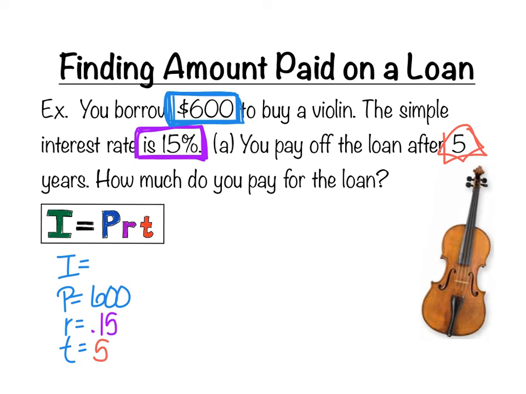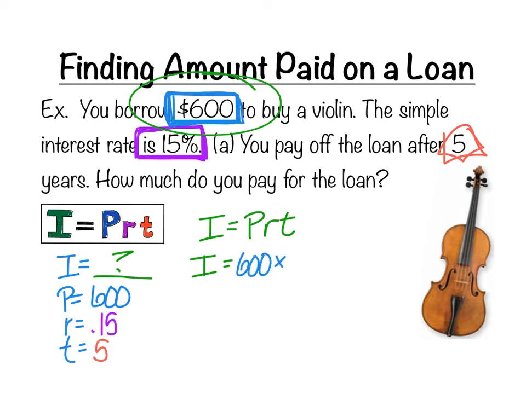Now, when it says how much do you pay for the loan, we're going to need to know what the interest is, but not just the interest. Obviously, we're going to pay back the entire $600 plus the interest. So we start off by writing our interest formula, I equals PRT, and we don't know what I is. We do know that the principal is 600, the rate is 0.15, and the time is 5.